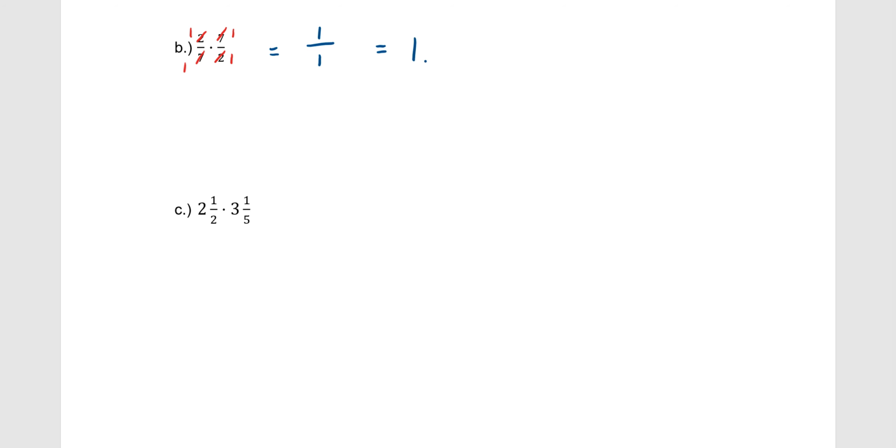So hopefully you recognized that when you saw this one right away, 2 over 7 times 7 over 2. Those are something called reciprocals, which we'll see in a second. Multiplying them together gives you 1.